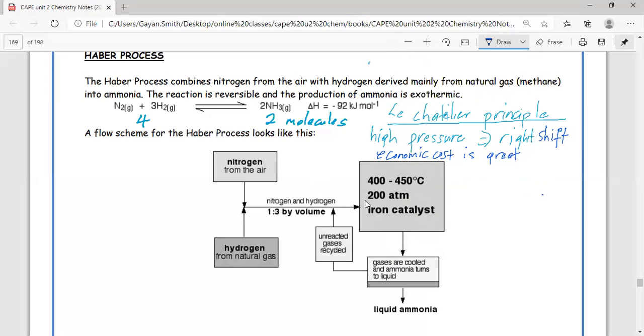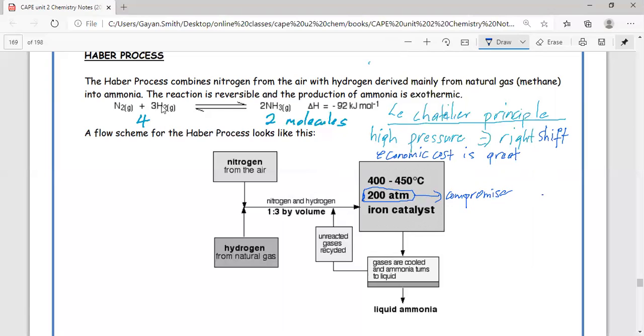Hence the reason why they have done a compromise with a pressure of 200 atmosphere. This is a compromise where it's high enough to cause a right shift to take place, but it also isn't too high, so it isn't too expensive to generate these pressures. The temperature, the high temperatures of 400 to 450 degrees Celsius. So let's just see why this was chosen.